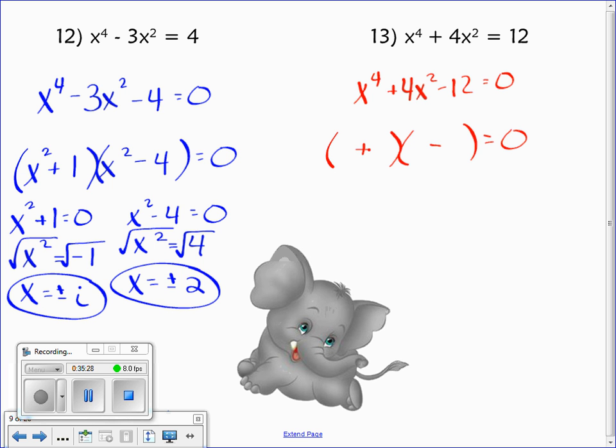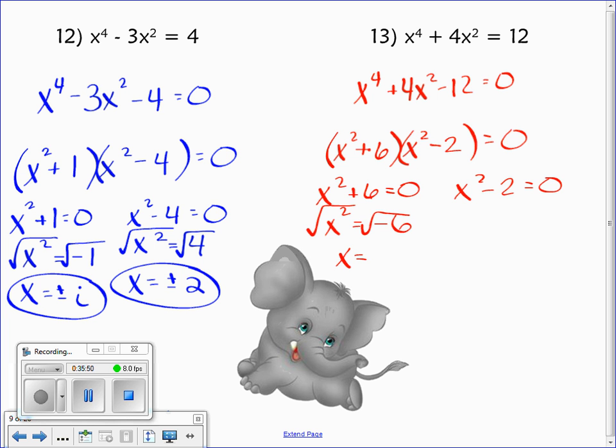Options for A. And then options for C. Marcus? 6 and 2. Positive 6, minus 2. Good. Set each one equal to 0. All right, so we have to subtract 6. So x squared equals negative 6. Square root. So x equals. Perfect. Plus or minus i radical 6.